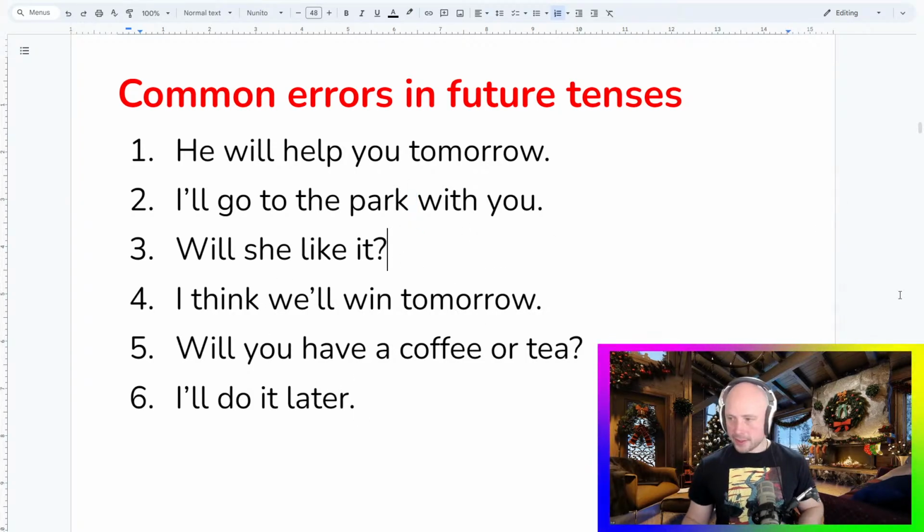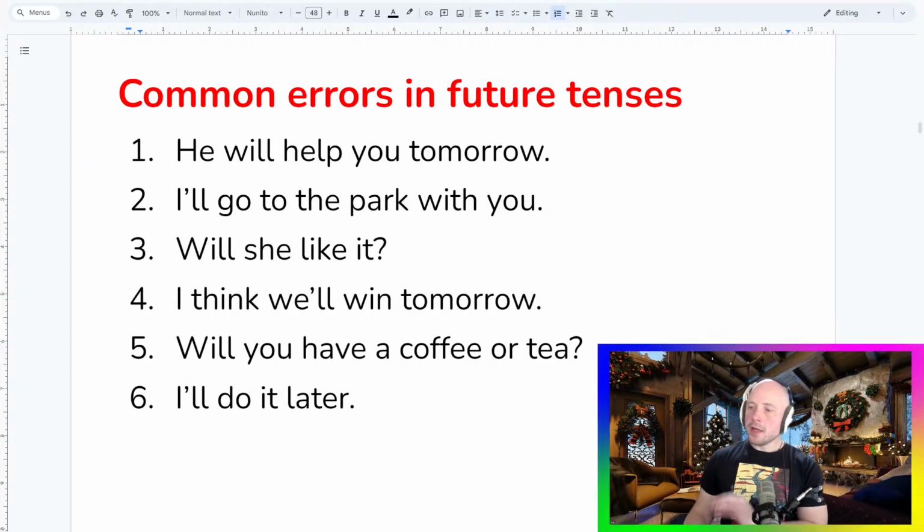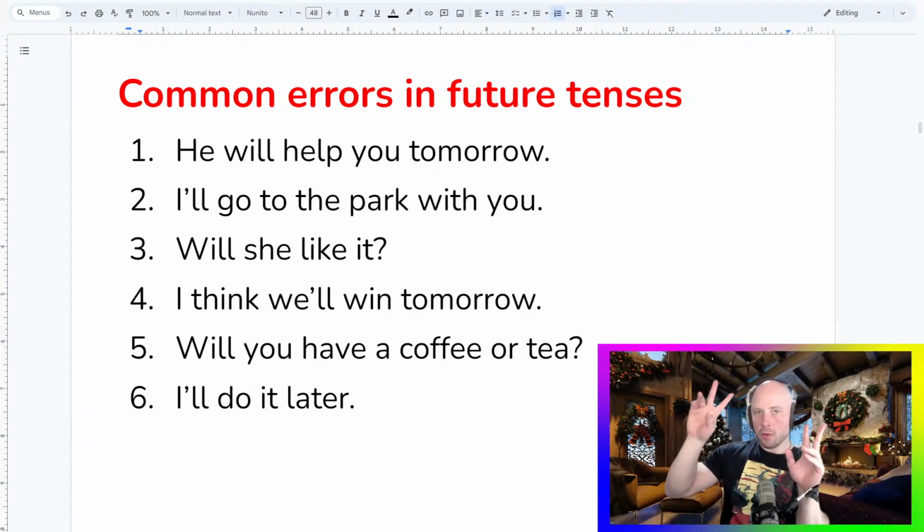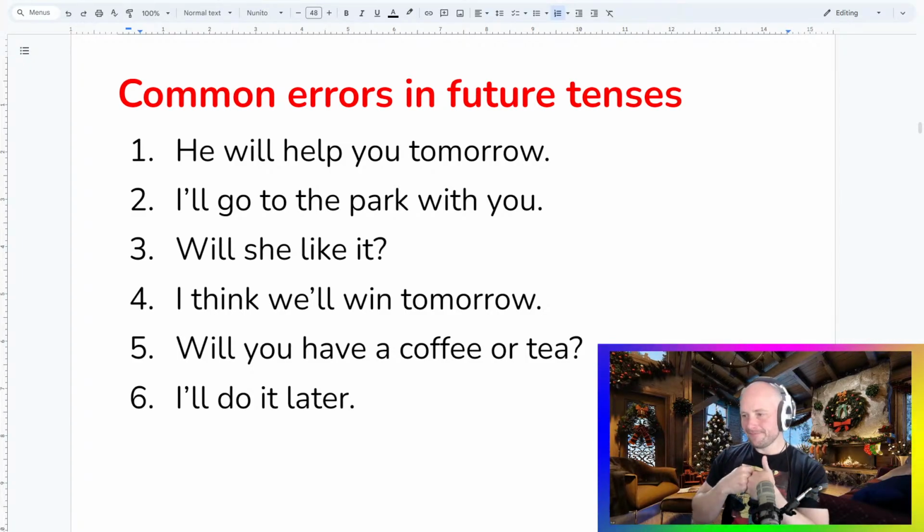All right. Are we ready to move on? I believe we are ready to move on. So now I'm going to blow your mind. We're going to look at all of the uses of the future tense in English with examples. So I'm going to list 11 uses of will in English.